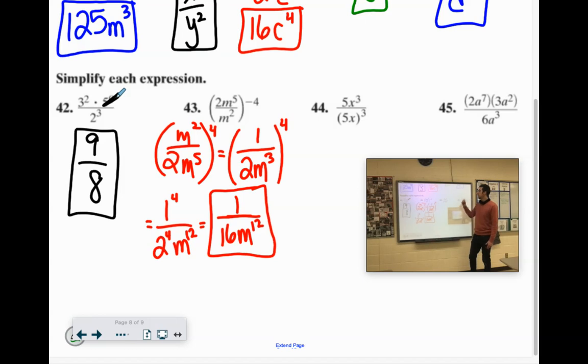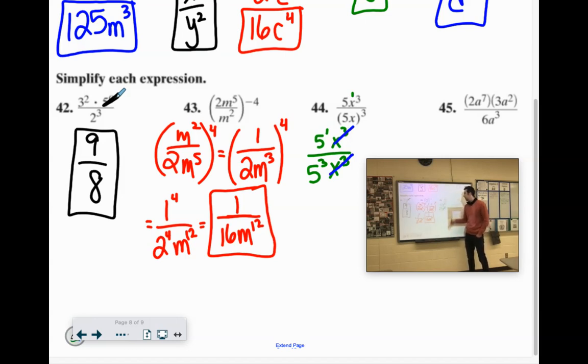5x to the third over 5x raised to the third. So we're going to give that third power to both those things down there. So up top we'll have 5 to the first, x to the third. Denominator will have 5 to the third, x to the third. So I see x to the third over x to the third. I can cancel those out.